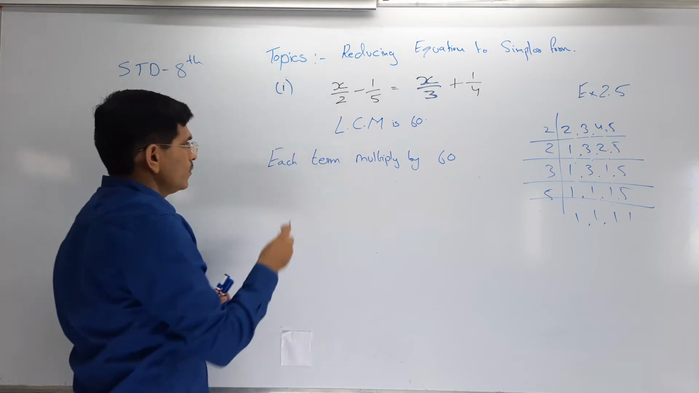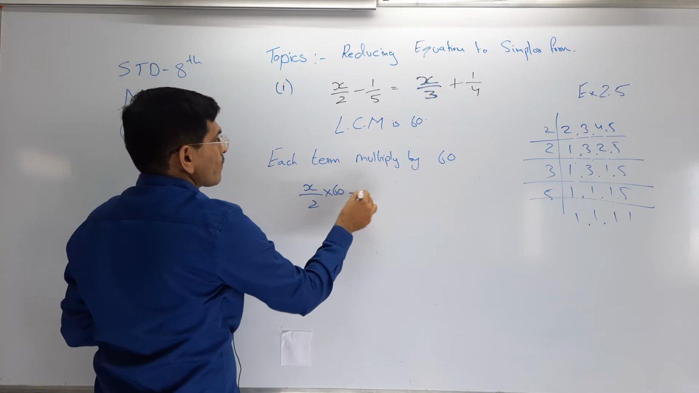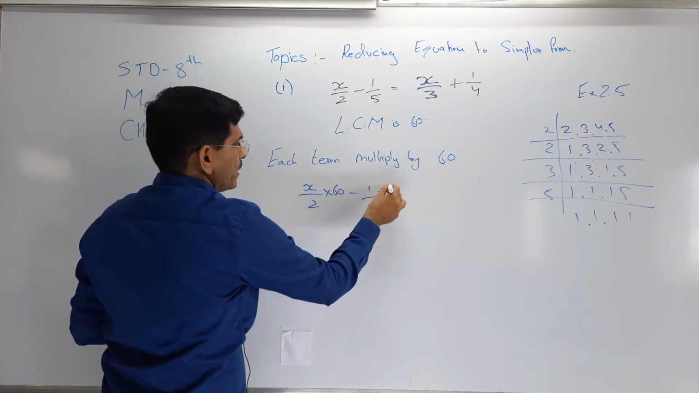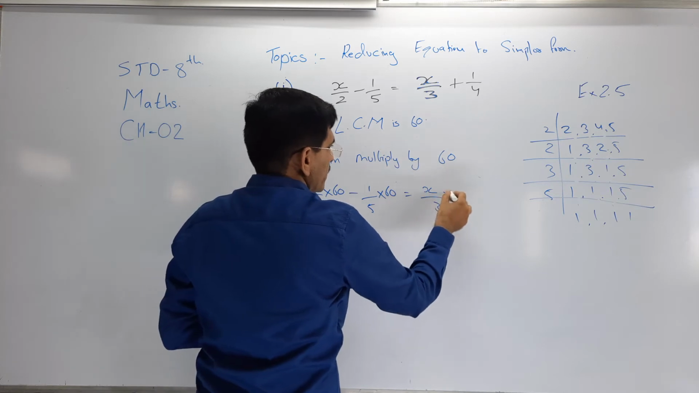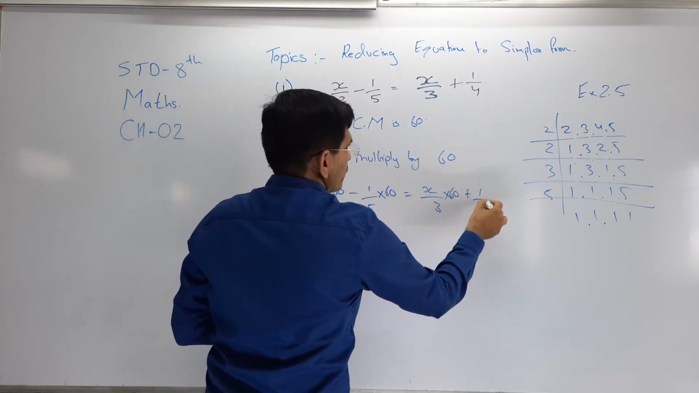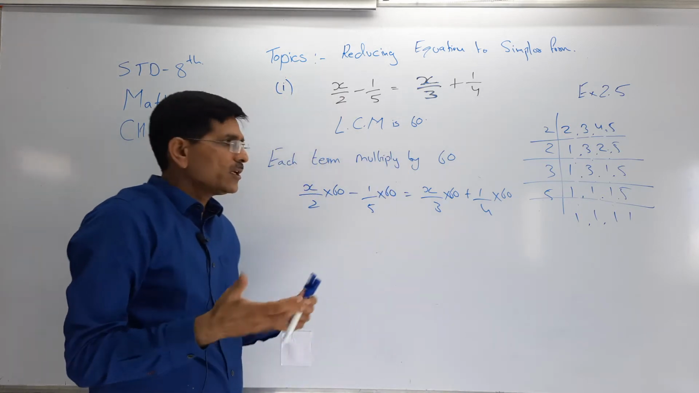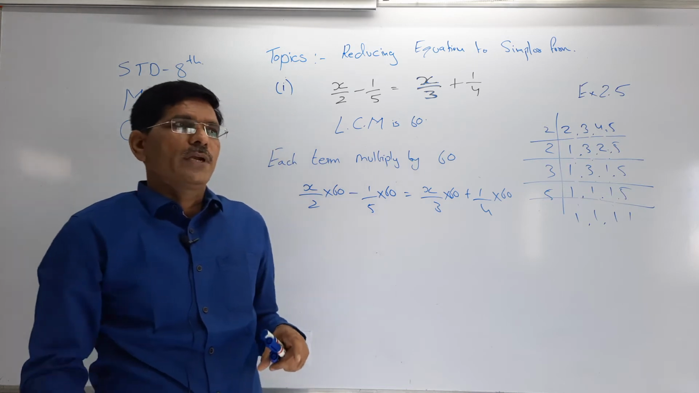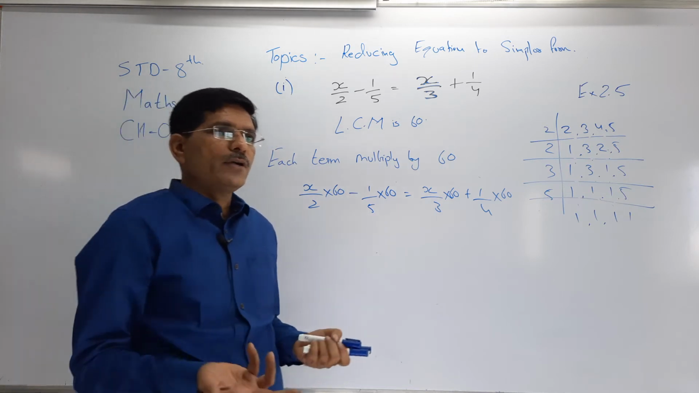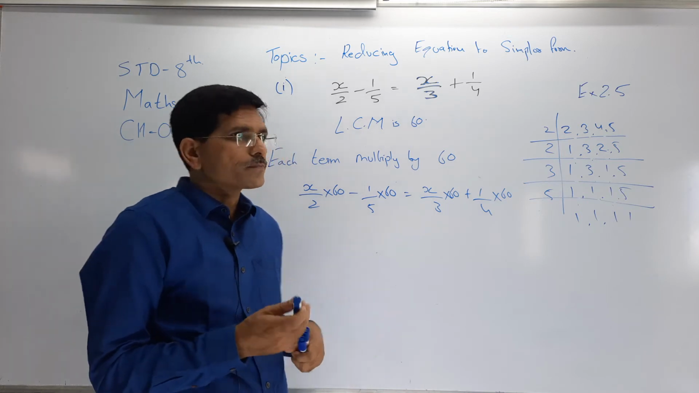So, what I have to do? x by 2 multiplied by 60, minus 1 by 5 multiplied by 60, is equal to x by 3 multiplied by 60 plus 1 by 4 multiplied by 60. So, you will see we can remove the denominator, the numerator is always there. If I remove the denominator, then we can simplify the sum.